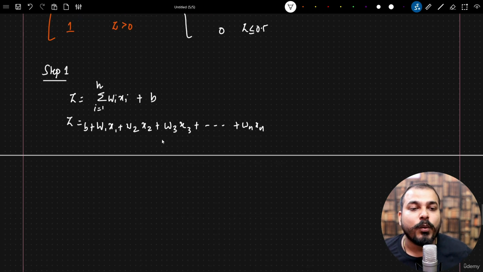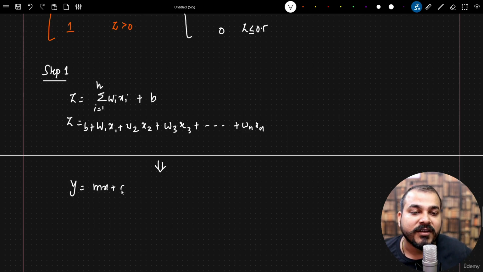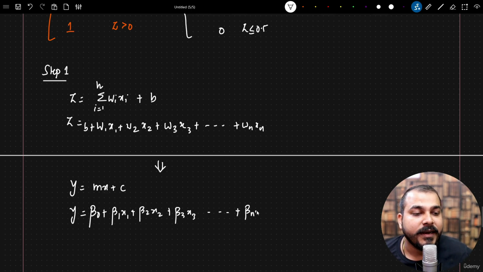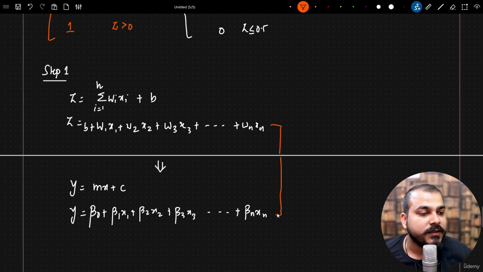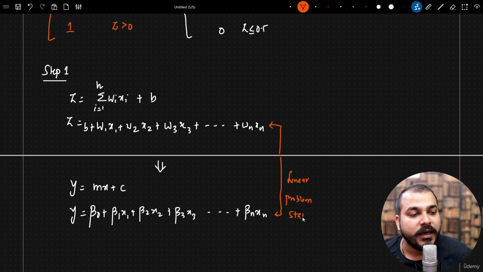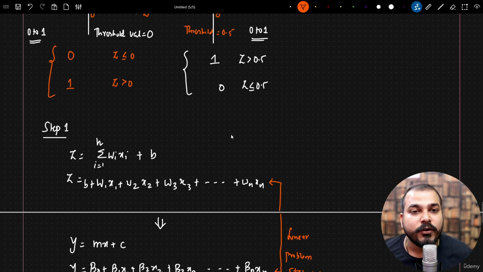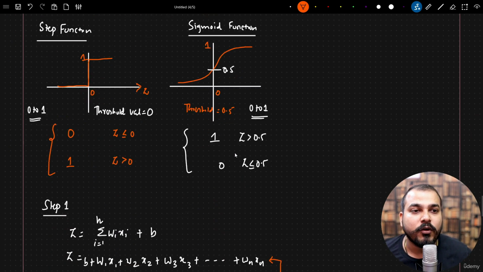This equation is similar to the equation that we have with respect to y equal to mx plus c. If you know linear regression, we also write something like this: beta 1 x1 plus beta 2 x2 plus beta 3 x3, like this up to beta n xn. These two are almost the same, and we are trying to solve this. This is basically used to solve a linear problem statement.